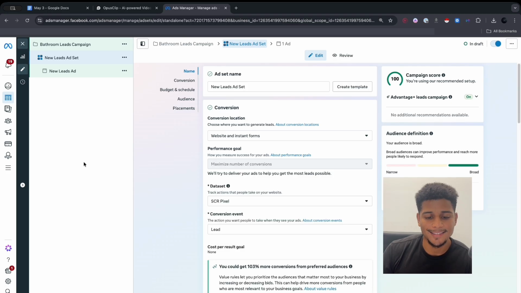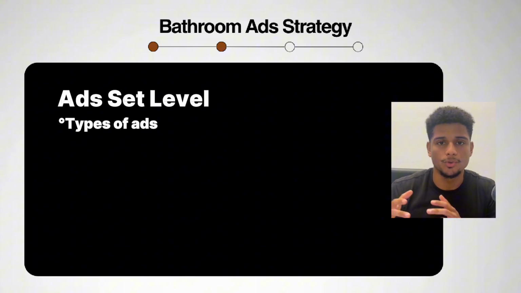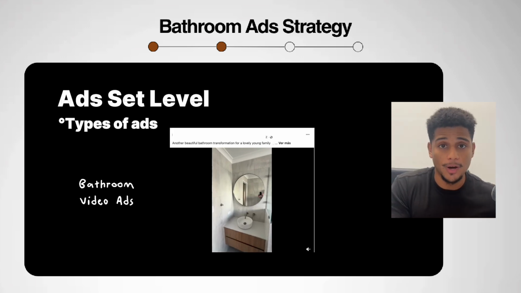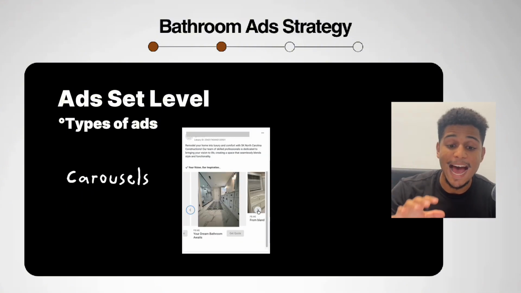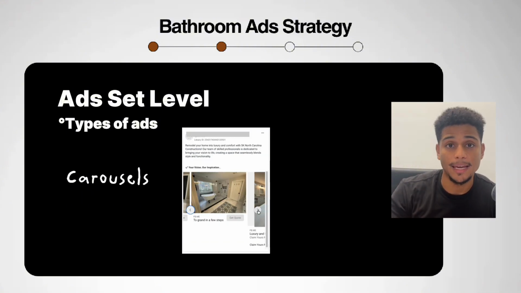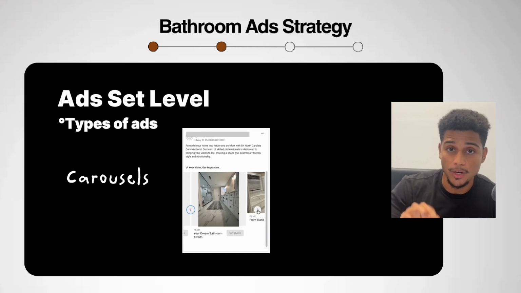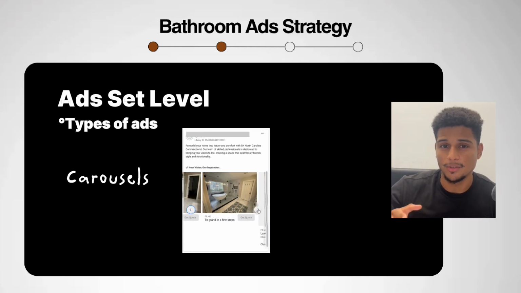Next, you're gonna go to the ad set level. When you're running ads, there's different sorts of ads that you can do. You can either do bathroom video ads, you can do before and after pictures, you can do carousels, which is the ad that we actually ran for this campaign that got us 2 jobs in the first month of running it, both of them totaling around $31,000 in jobs.